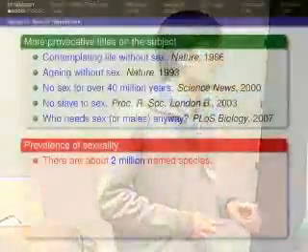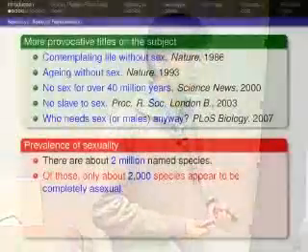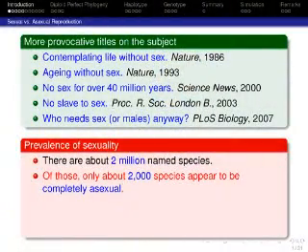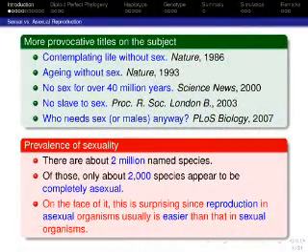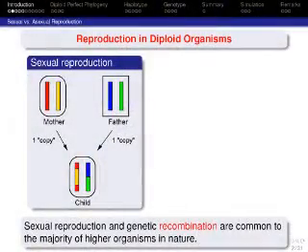So there are about 2 million named species to date. And of these 2 million species, only 2,000 appear to be completely asexual. So on the face of it, this is quite surprising, since reproduction in asexual organisms is usually easier than that in the sexual counterparts that undergo meiosis and mating. So what do I mean by that?